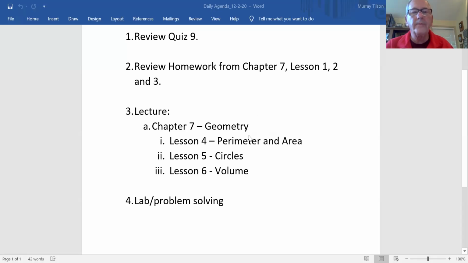So what about homework? Chapter 7, lesson 1, 2, and 3. Is there anything we want to look at? We don't have to, but when I teach these classes, usually I spend some time going over the homework, if you've done it. I want to make sure you understand it because it's really important in my classes, because the quizzes are based on that homework stuff. So if you don't understand that, you're not going to do good in the quizzes.